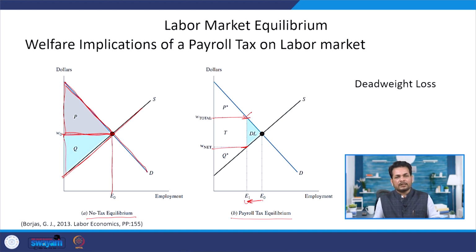Now, because of this imposition of payroll tax, the producer surplus and the worker surplus have been reduced. The triangle P star is the producer surplus now and Q star is the worker surplus, and this much of tax revenue is generated because of this $1 of imposition of tax.